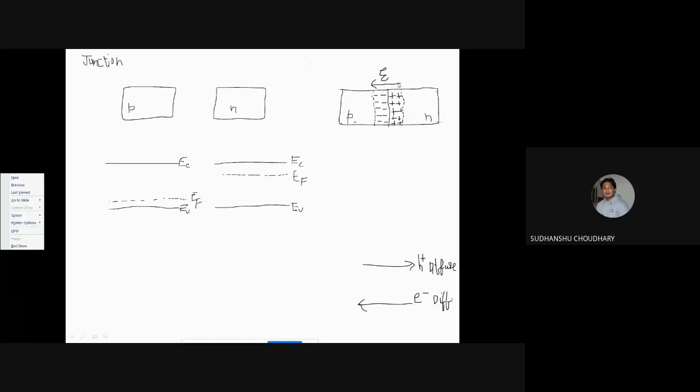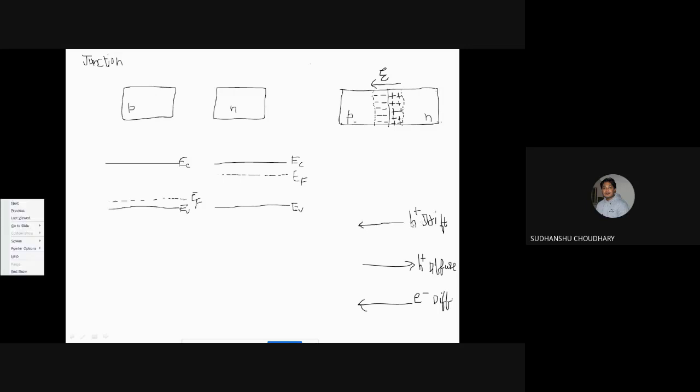Now, what will this built-in electric field do? Obviously, this will result in drift of carriers. Now, which carriers will drift and in which direction? That is important. So if the electric field is in this direction, holes will drift in this direction. Let us say holes will drift in the direction of the electric field. Which holes? I'll tell you, right?